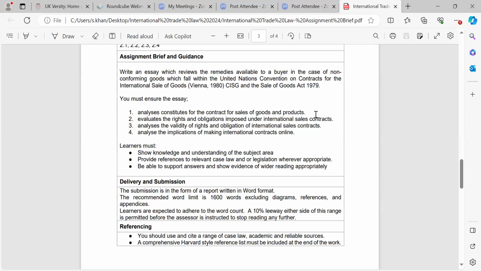So you need to make sure you are sticking to the adhered word count and the 10% leeway. Otherwise, the reader will stop and none of the rest of the work will be marked. Okay, so these are restrictions that need to be put in place.